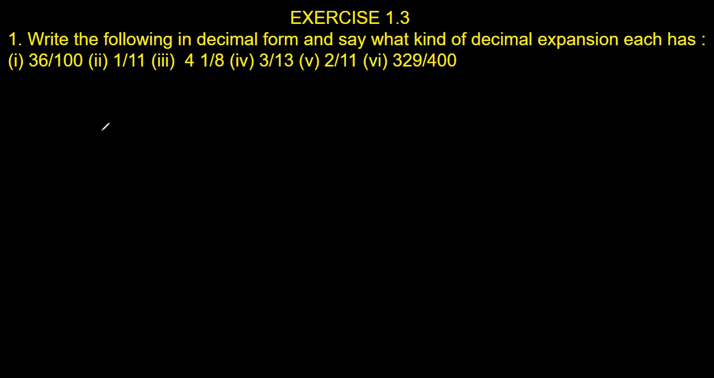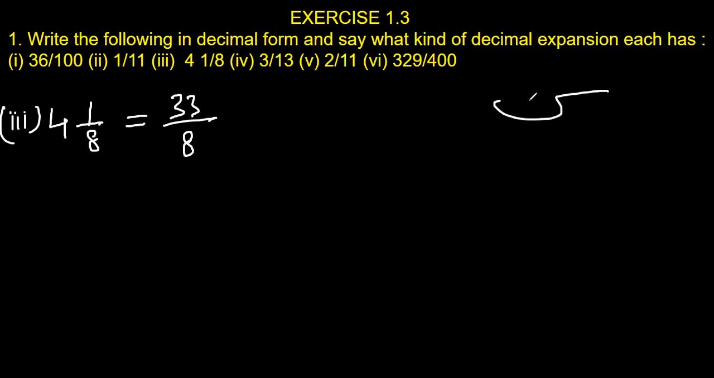Next part is 4 1 by 8. This is the third part. 4 1 by 8 means 8 4 32. 32 plus 1, that is 33 by 8. Divide 33 by 8. What do you get? 8 4 32. Same as this number. 8 4 32. And then subtract, you get 1.